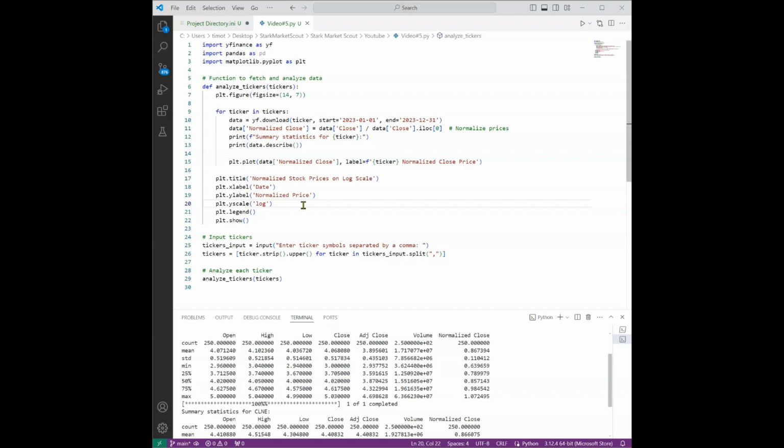Again, you can change your dates if you'd like. So if you want to compare it on a larger time frame, you can certainly do that. I just ran a test year. This is just 2023 through the end of the year 2023 for a full year comparison.